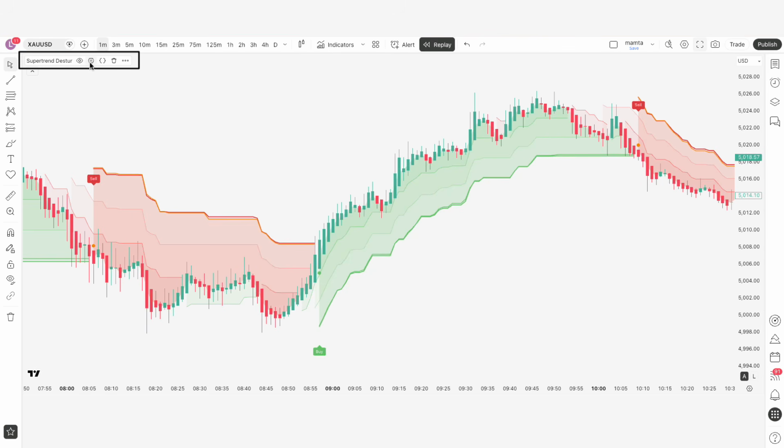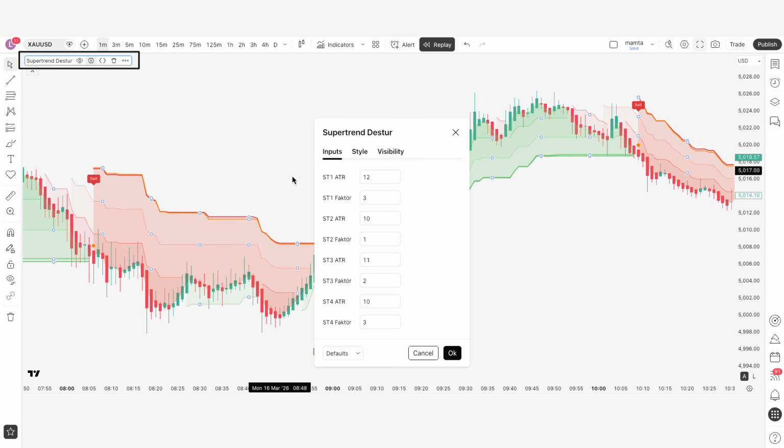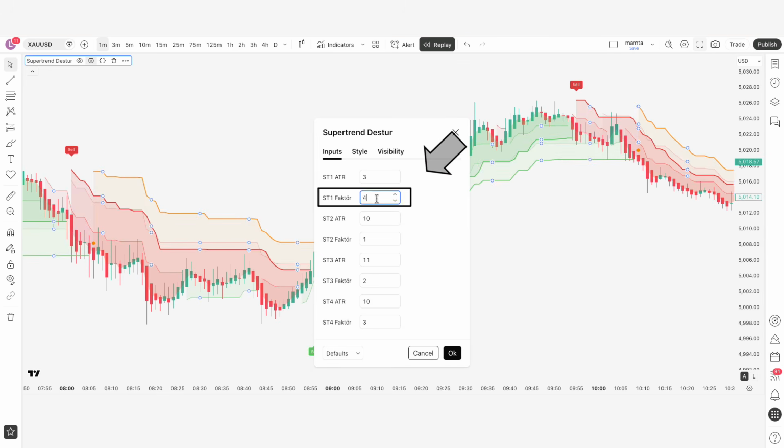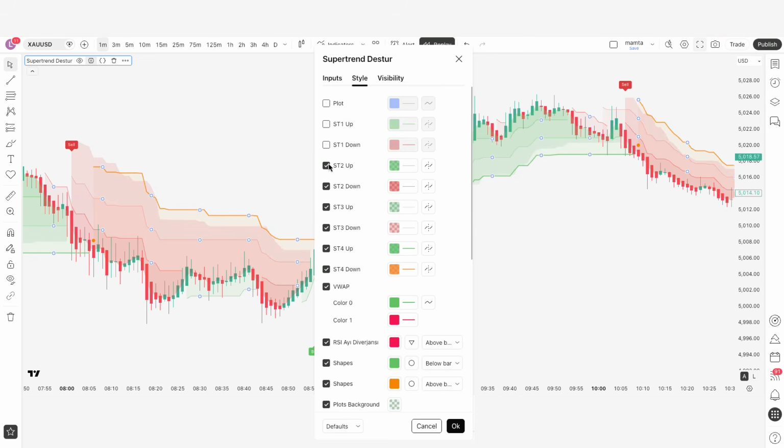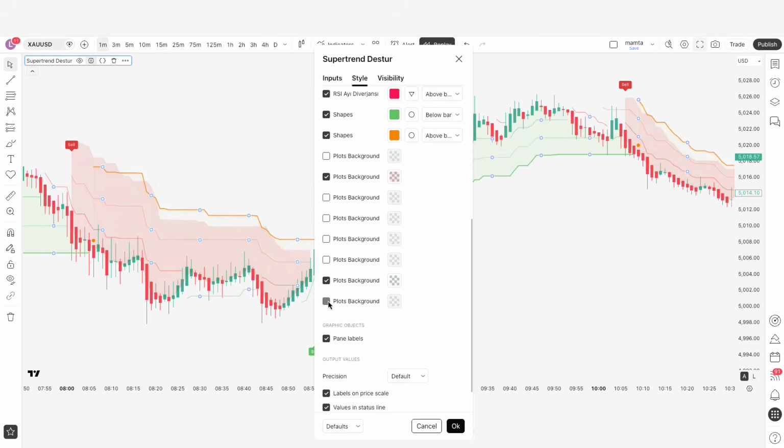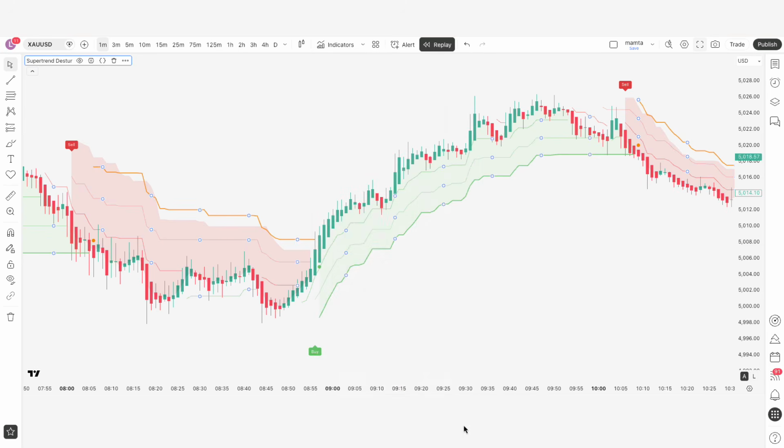Now change the indicator settings for perfect signals. First we change ST1 ATR from 12 to 3, and after that change ST1 factor from 3 to 2. We have to keep these options hidden. Here everything is fine after that. Click OK. Now we'll add one more indicator to make this strategy more powerful.